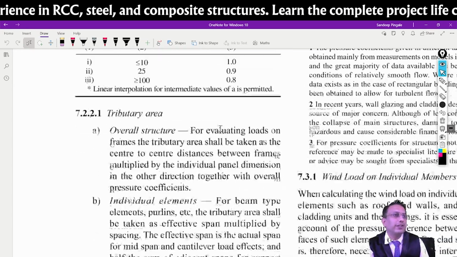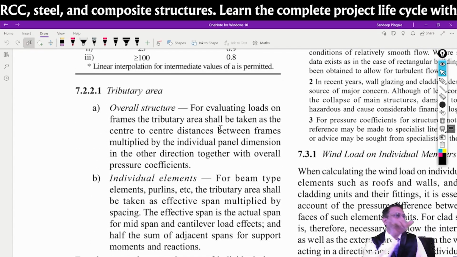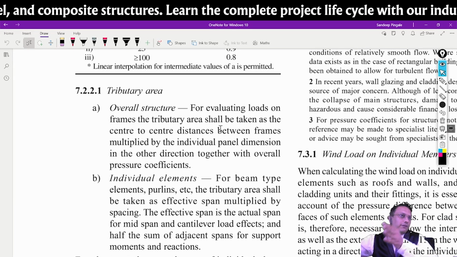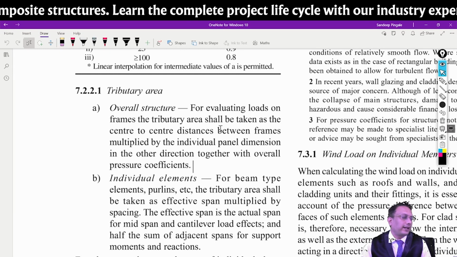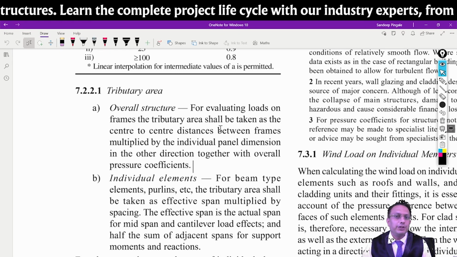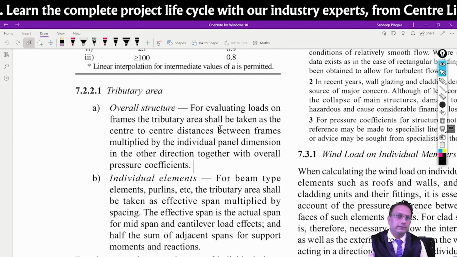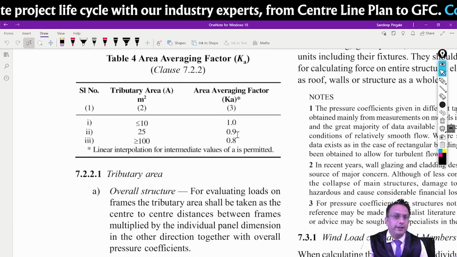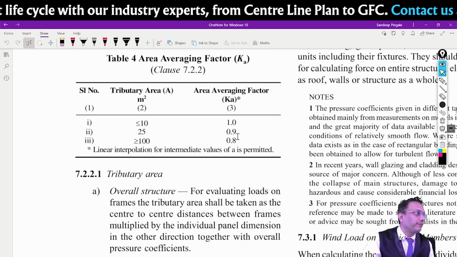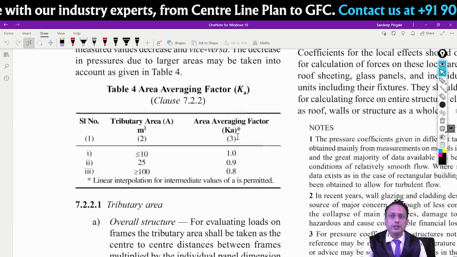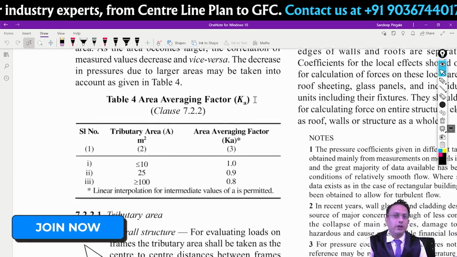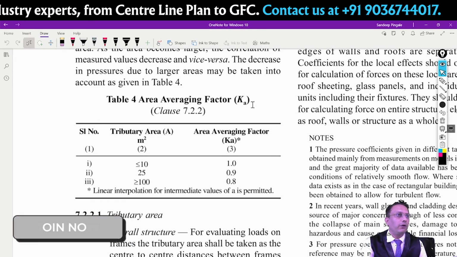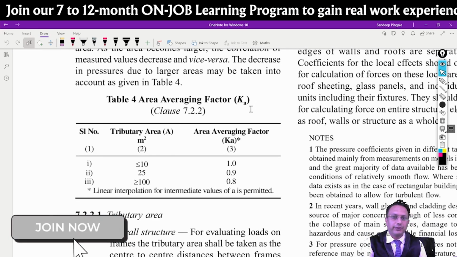So how much is ours actually? 5 meters is the distance between the frames and 10 meters is the other side, right? So how much would the value be? It would be interpolated. Understood? So please write down what is the value of the Ka, Kd. I hope everybody has written. Okay.